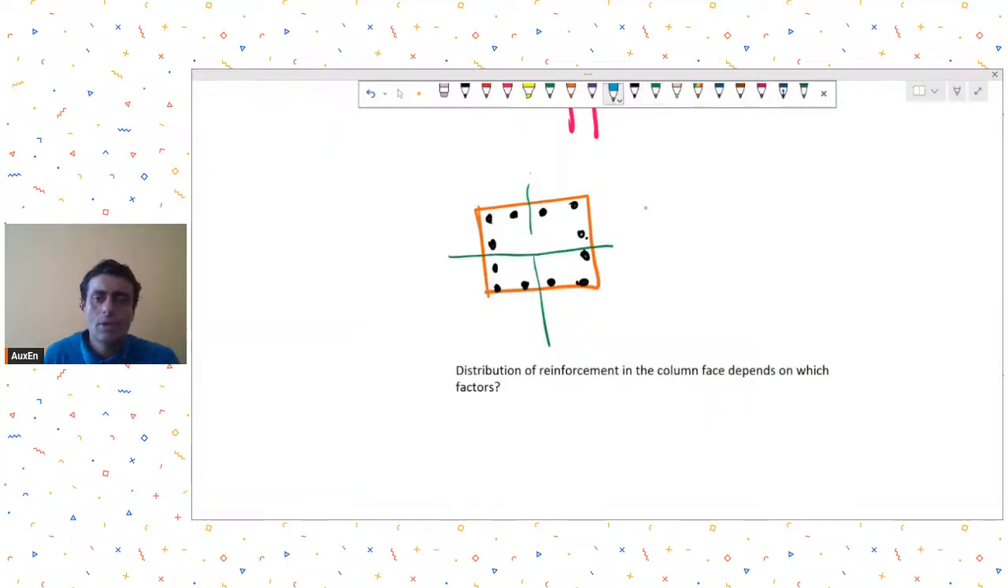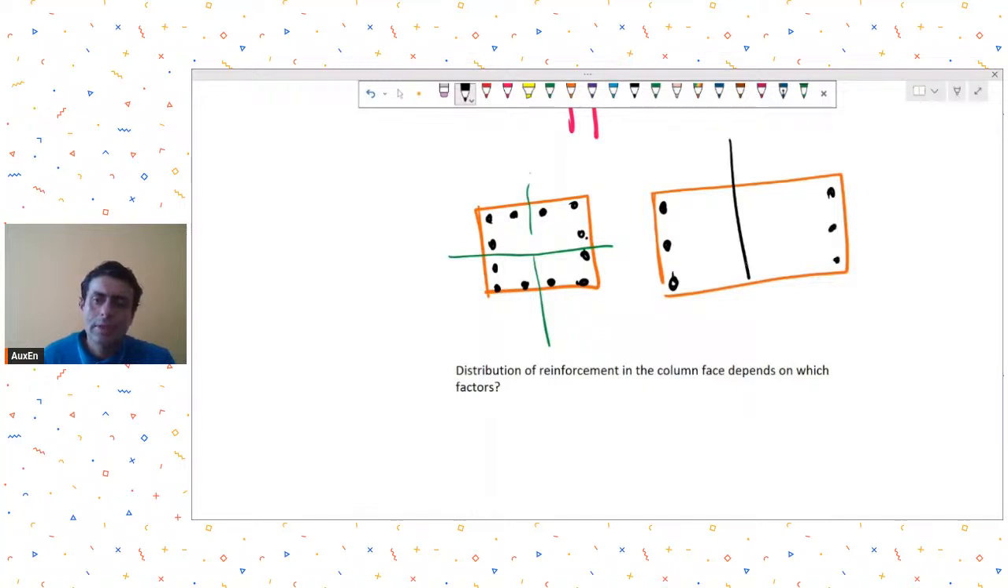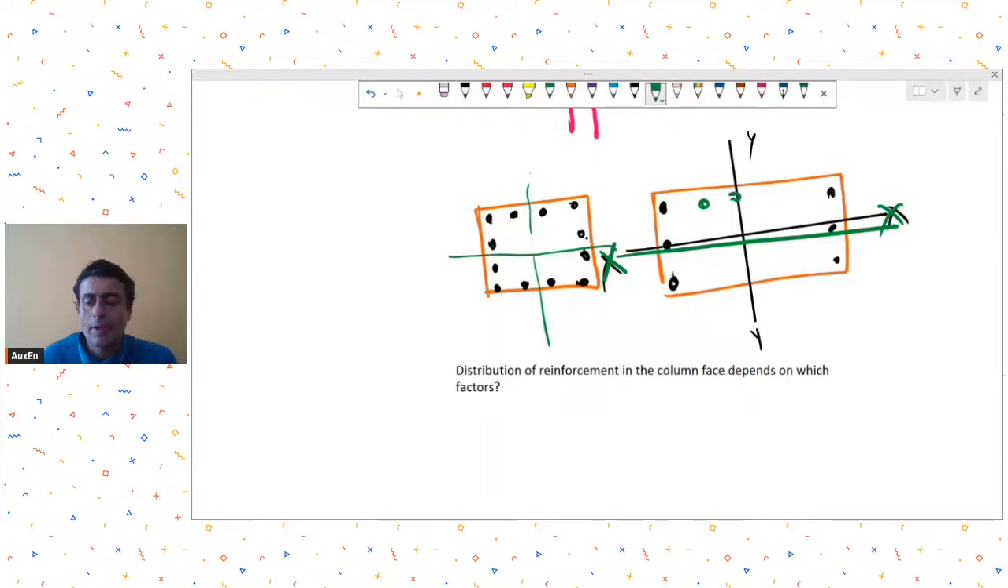Let's say if your section was to resist moments only about one axis primarily, maybe I could focus more on providing reinforcement on this face. If my section was to resist moment about this axis, or only about this axis, maybe I would have provided reinforcement only about this axis. But generally my columns have to take biaxial moment, so we distribute the reinforcement on all four faces.